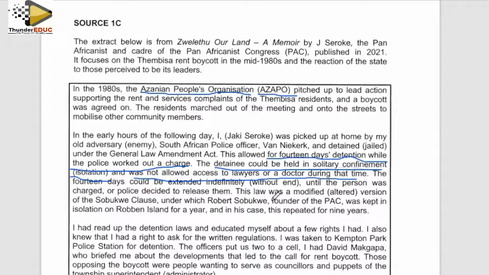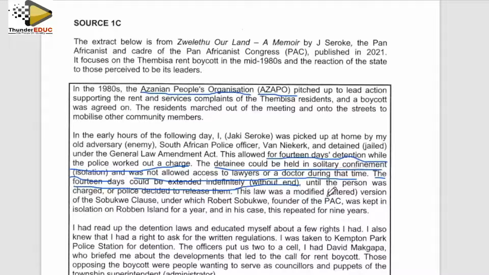You would not be allowed to access lawyers or doctors during that particular time, which meant that if you had health complications, you would die in detention. No lawyers would represent you in the courts of law during the time of detention. It was another provision. Right? And also the other provision, the 14 days could be extended indefinitely without end. The police also could extend the period of 14 days indefinitely without end.